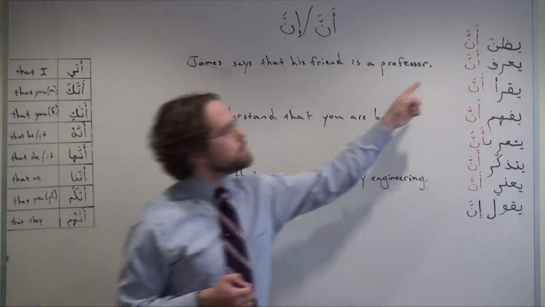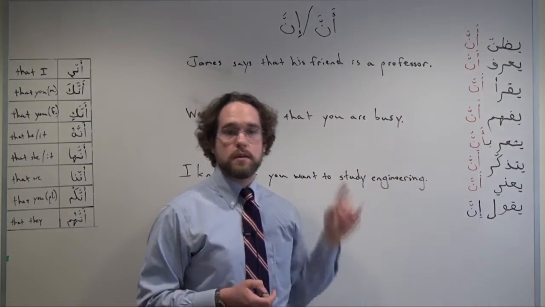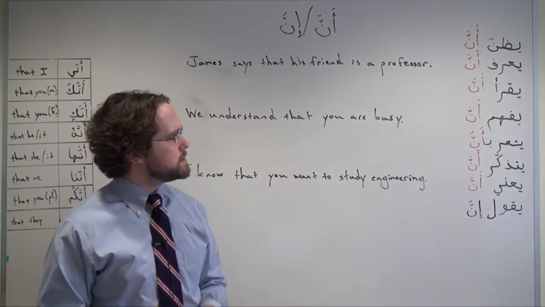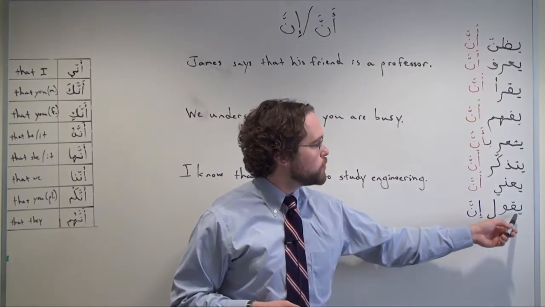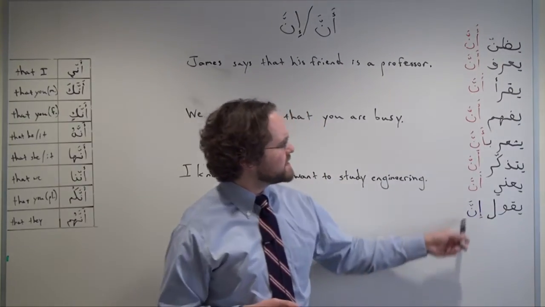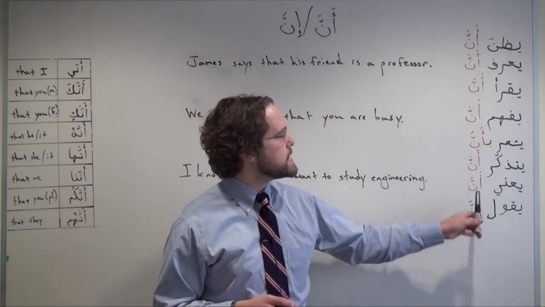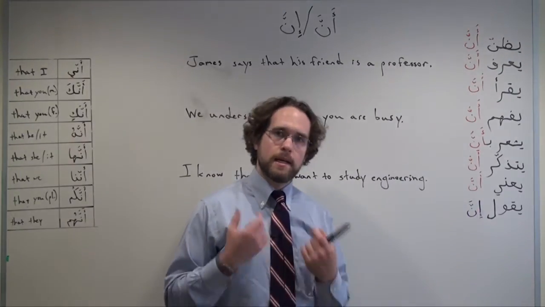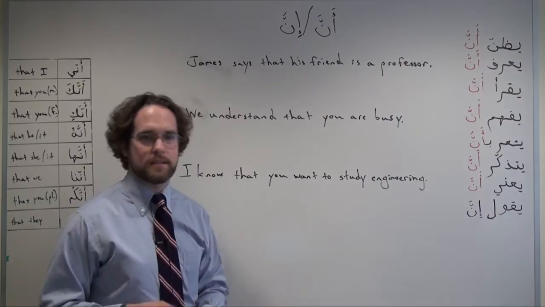This is a list of some verbs that you might know that can use anna in this kind of sentence, and you'll notice that the verb for to say, yaqul, takes a slightly modified form. It has inna instead of anna, so we have the hamza on the bottom with a kasra and the i sound instead of the a sound.